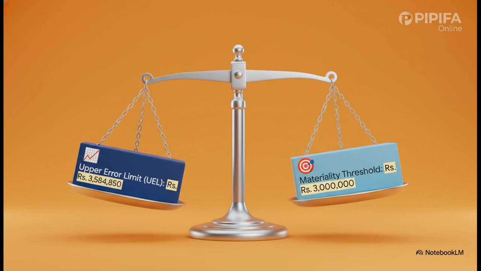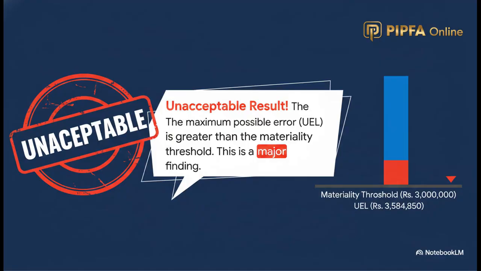The auditor takes this upper error limit and compares it to the materiality threshold they set way back in the planning phase. Remember, materiality is the size of an error that would actually make a difference to someone's decisions. In this case, that line in the sand was 3 million rupees. And here's the bottom line. Their maximum possible error, the UEL, is over 500,000 rupees higher than their acceptable limit. That's a huge red flag.